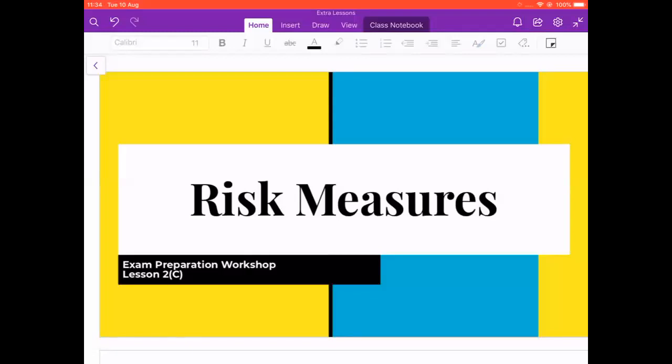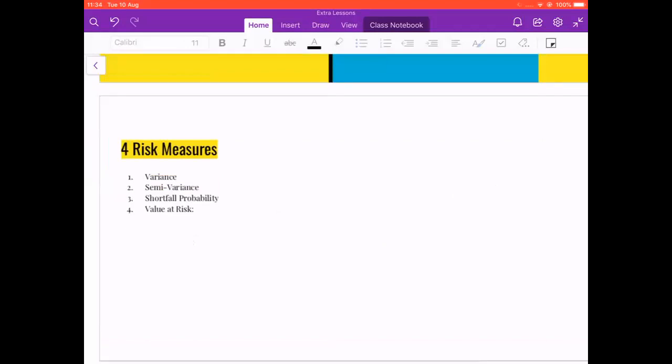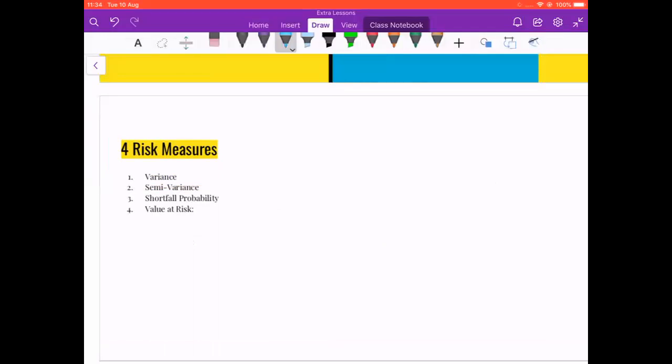So today we are going to learn about risk measures. We are actually going to focus on 5 risk measures: variance, semi-variance, shortfall probability, value at risk, and conditional value at risk. I am not going to take a lot of time on the first 2 because I believe that you already know them.